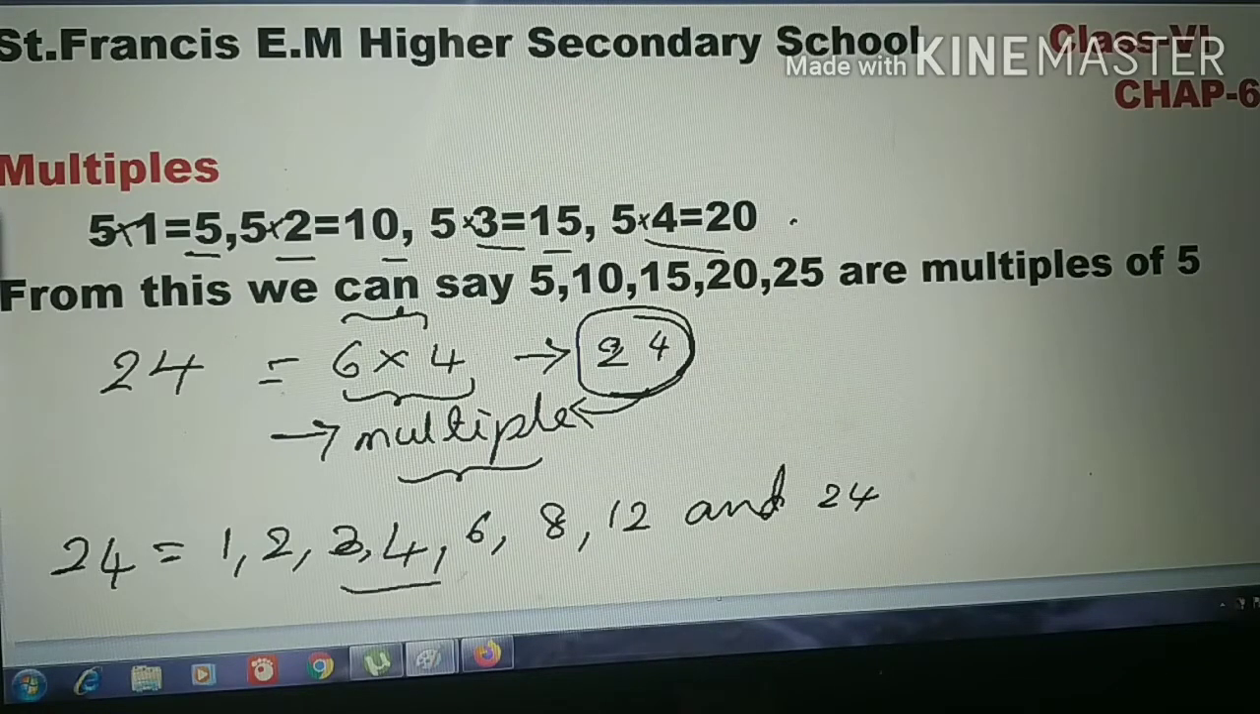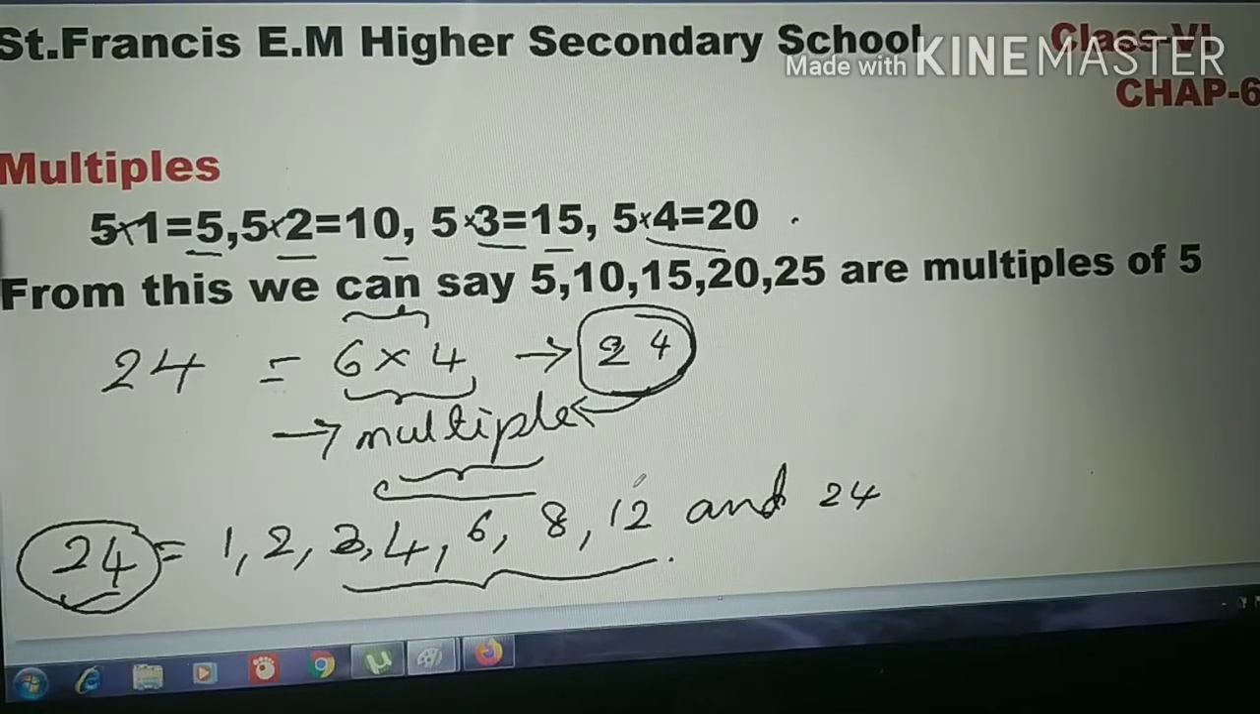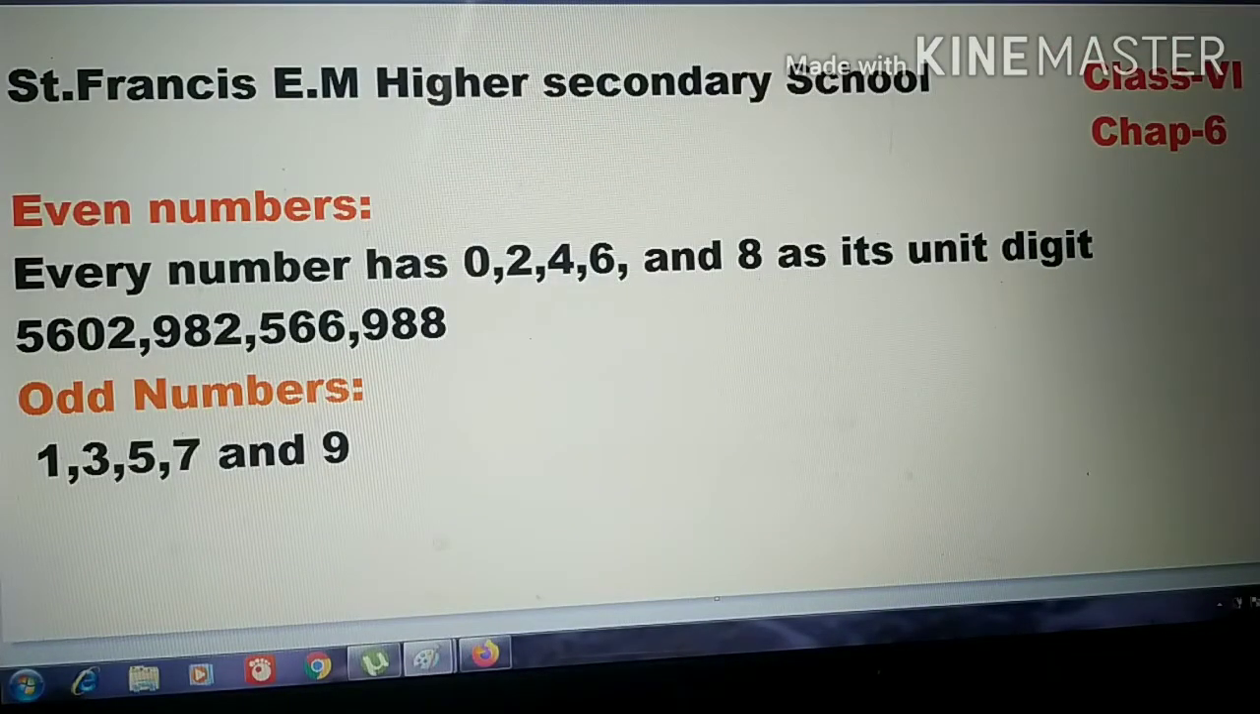These are all the factors of this 24, and this 24 is a multiple of all these numbers. Understood now the difference between factors and multiples? Okay. So what is an even number? Natural numbers which are exactly divisible by 2. Natural numbers exactly divisible by 2, only then we call those numbers even numbers.